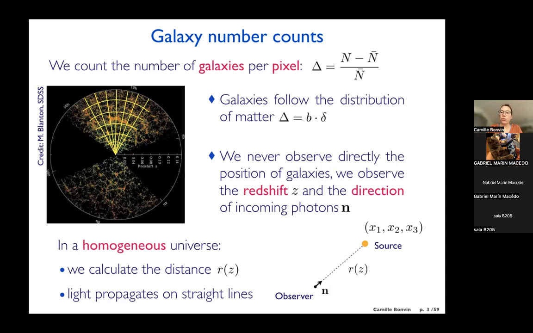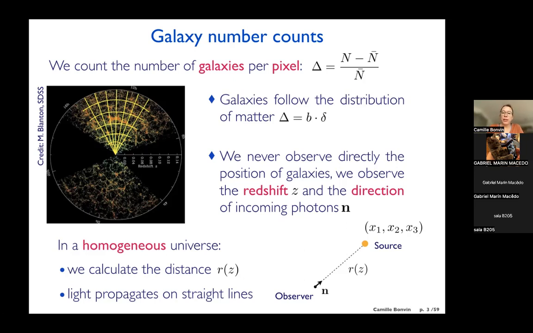So we can construct the observable, which I call here capital delta, which is simply the number of galaxies in a given pixel minus the average number and divided by the average number. And so the question is, what is the theoretical modeling for this quantity delta that we can directly measure? In our first approximation, we would be tempted to say, okay, galaxies follow the distribution of dark matter, and therefore the fluctuation in the number of galaxies is directly related to the fluctuation in the distribution of dark matter. And there is this bias B which relates the two quantities.